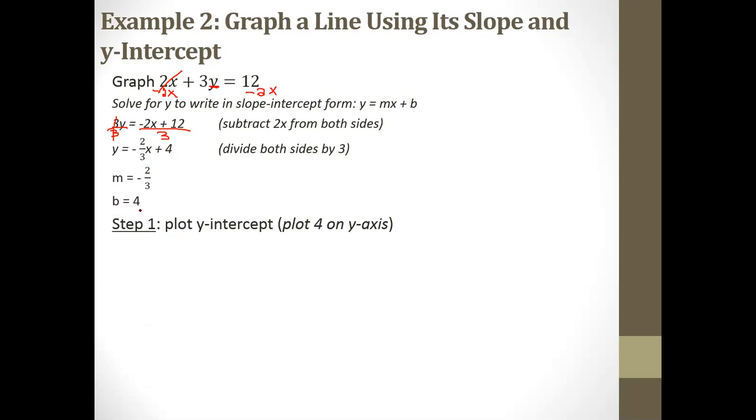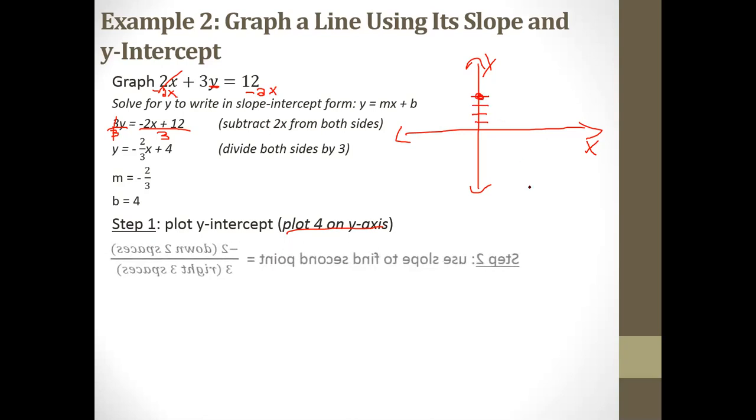Now to graph this, we would plot our y-intercept first. Our y-intercept is 4. So on the y-axis, we're going to move to 4. Let's draw another coordinate plane here. We have x-axis, y-axis, and we're going to 4 on the y-axis. So we're going to go up 1, 2, 3, 4 spaces and plot the point.